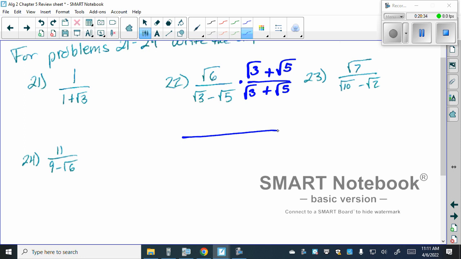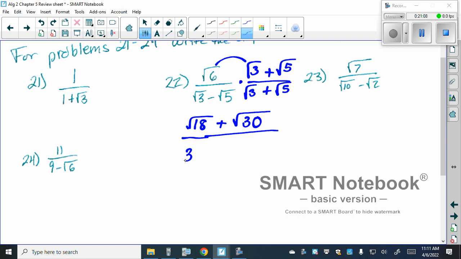So in the numerator, we're going to take square root of 6 times square root of 3, which would be square root of 18, plus square root of 6 times 5 is going to be square root of 30. The denominator, square root of 3 times the square root of 3, actually works out to be just 3, because it's the square root of 9. 3 times 3 is 9. And what is the square root of 9?